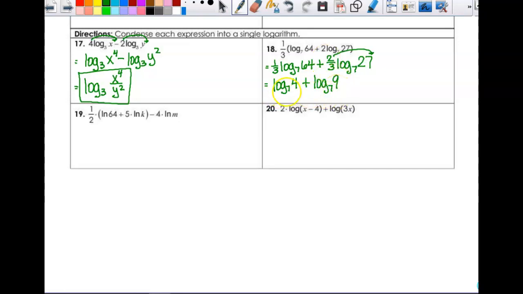Now I'm adding 2 logs with the same base, and it's going to be multiplied together. So that just gives me log base 7 of 36.